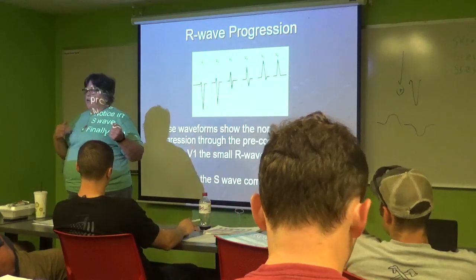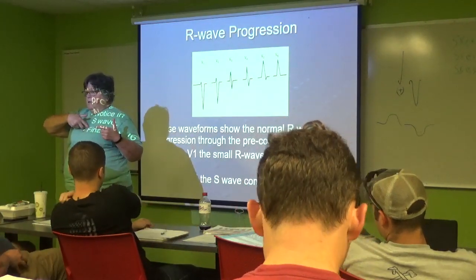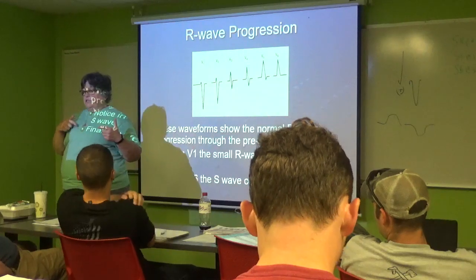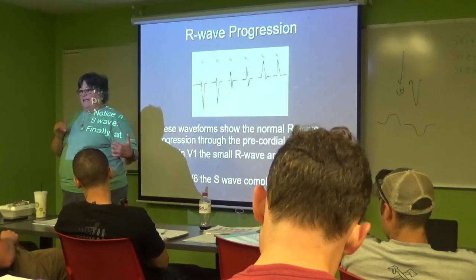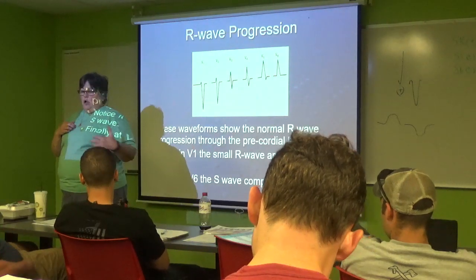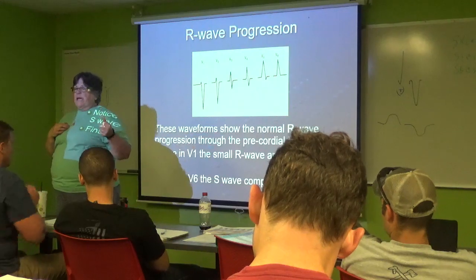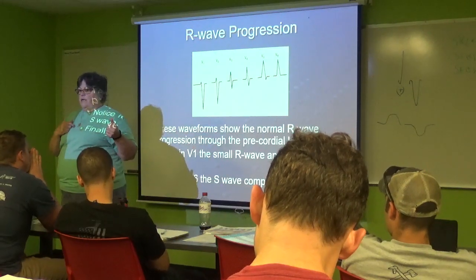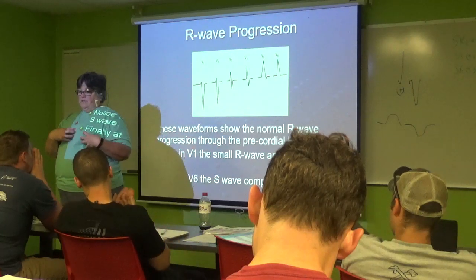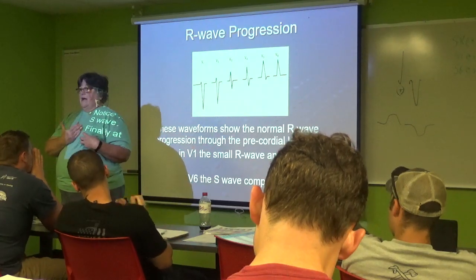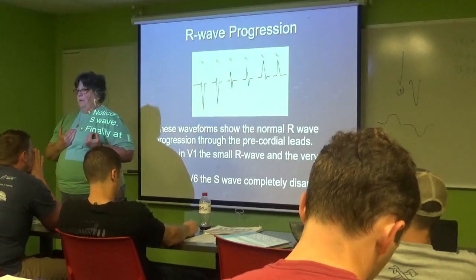Okay? So the reason I want you to understand that is V1 should be down because it starts where the impulse starts and the impulse goes away from it. It should be down. And it all goes towards V6, which means it should almost always be up. If I were to split these three leads, 1, 2, 3, and 4, 5, and 6, down the middle, I have the right side of the myocardium, I have the left side of the myocardium.